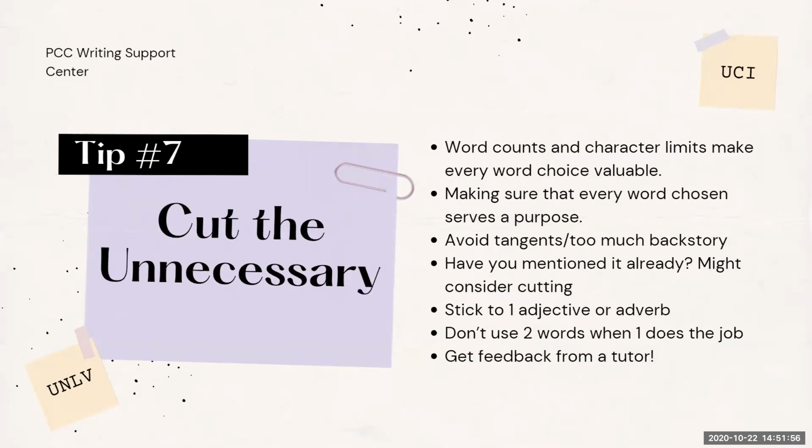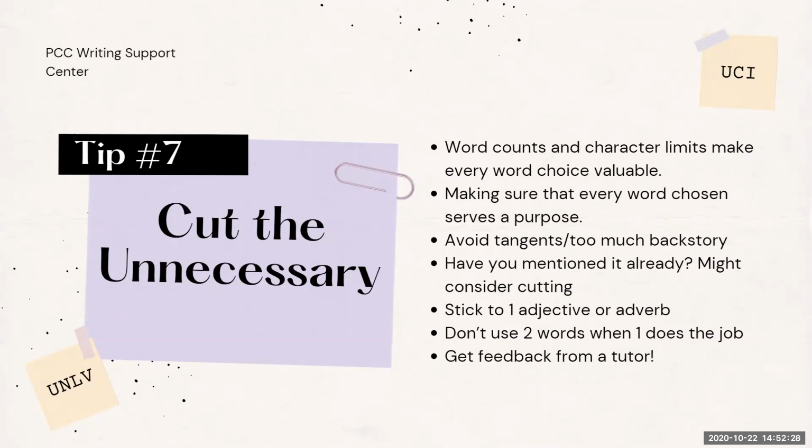Right. Tip number 7. So you have written it all out, and now you are ready to start revising, start taking out things. But sometimes the question is, I don't know what to take out. Everything feels important. Well, keep in mind, word counts and character limits make every word choice valuable. So you want to make sure that every word chosen serves a purpose. When we're considering what to cut out, you want to make sure that you're avoiding tangents or too much backstory.